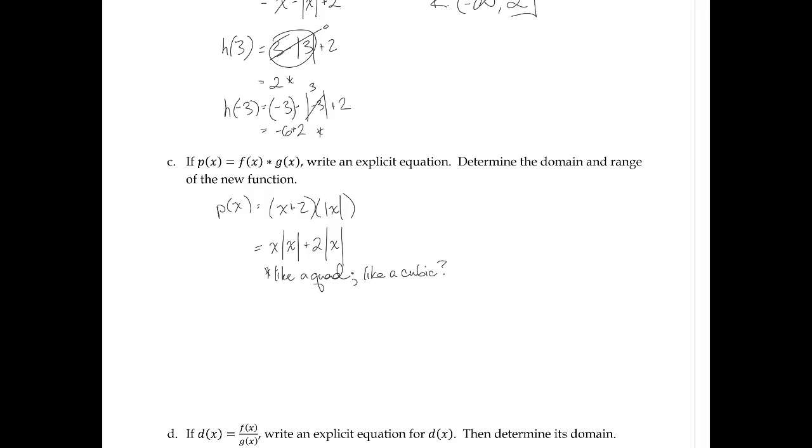Where all of a sudden, when I put in a negative value, like negative 3, I'm going to have negative 3 times the absolute value of negative 3 plus 2 times the absolute value of negative 3. So this is going to be negative 3 times positive 3, which is negative 9, plus 2 times the absolute value of negative 3, which is positive 3. So that's going to be 6.